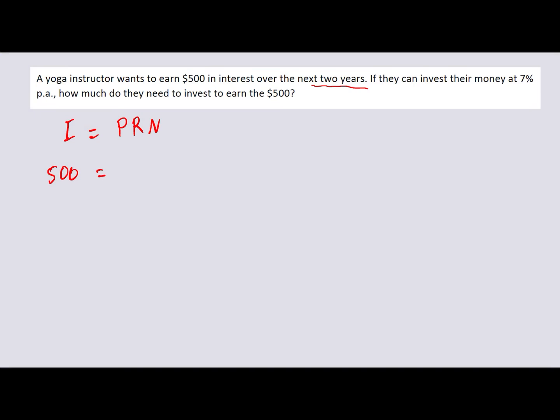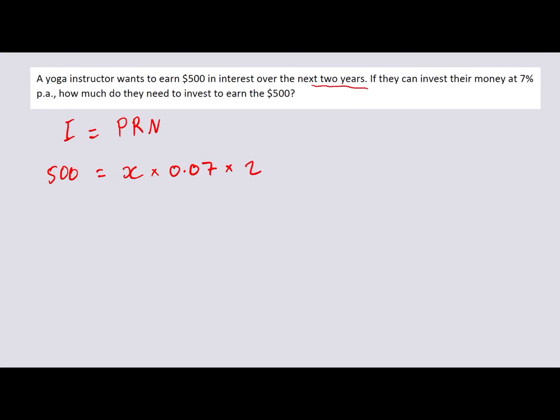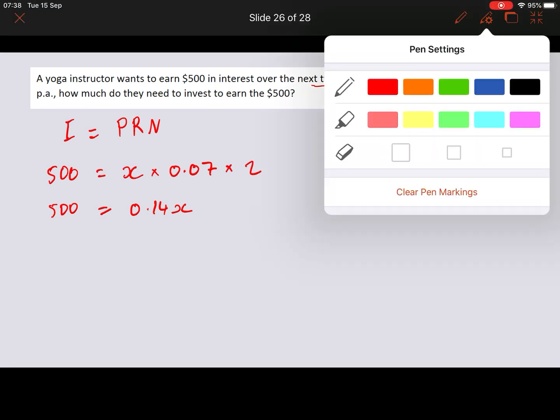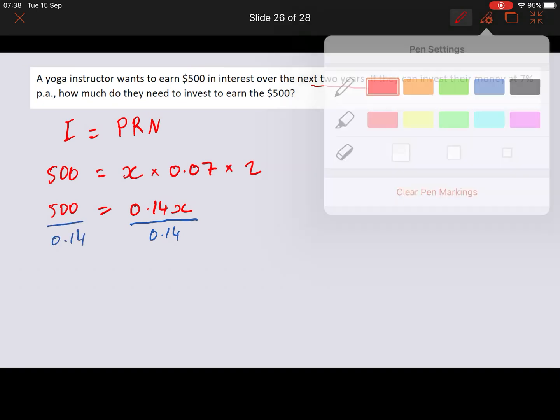What we don't know is the principal. Okay, so I'm going to say the principal is X. We know the rate of interest is 7%, so that's 0.07. And we know we want to do it for 2 years. Okay, so we could say 500 is equal to, simplify the right-hand side, 0.14 times X. Now, solve that simple equation by dividing both sides by 0.14.